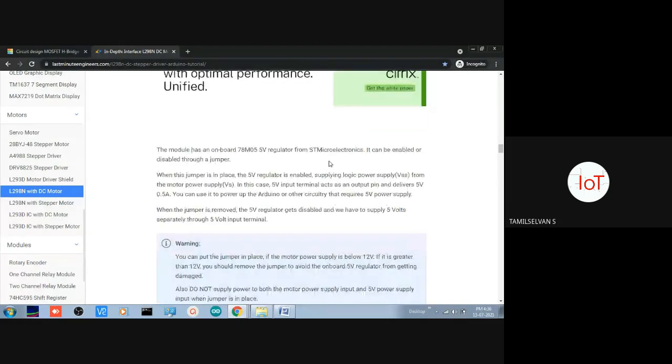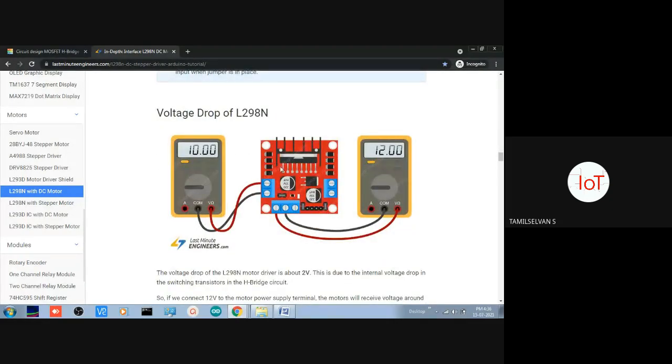And if you see how much voltage will be dropped across this particular circuitry, it is 2 volts. For example, if you give 2 volts, no voltage will be supplied at the output terminal. If you give 4 volts, 2 will be subtracted, and you will get 2. If you give 7 volts, 2 will be subtracted again, and you will get 5 volts. Likewise, if you give 12 volts at the input, then you can expect a maximum of 10 volts.